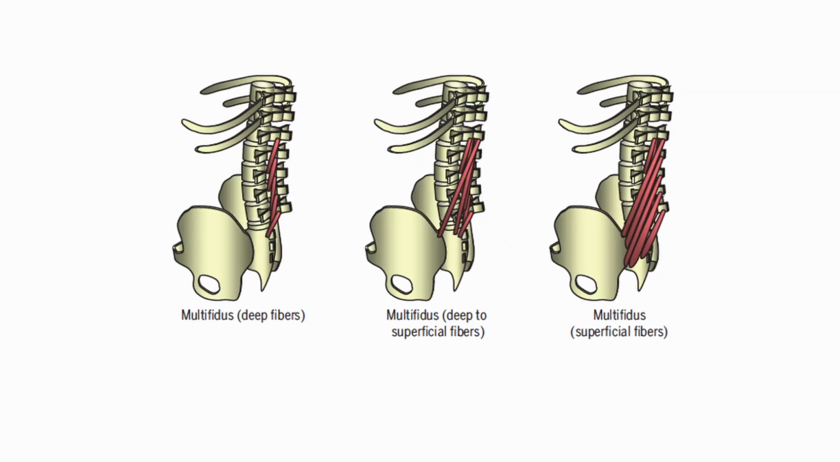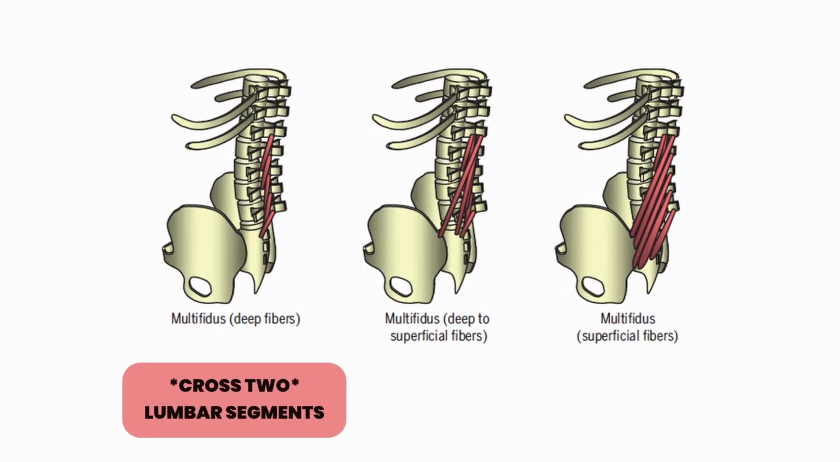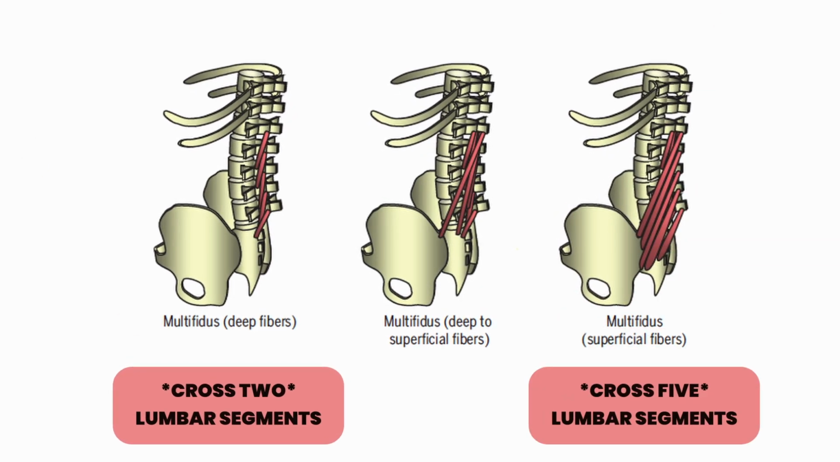The multifidus muscle can be split into two distinct regions, the superficial region and the deep region. You'll see here that the deep fibers of the multifidus cross up to 2 lumbar spine segments, whereas the superficial muscle fibers cross up to 5.